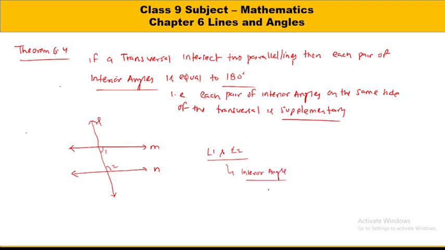on the same side of the transversal. So the sum of these two angles, angle 1 and angle 2, is 180 degrees. That is supplementary angles.